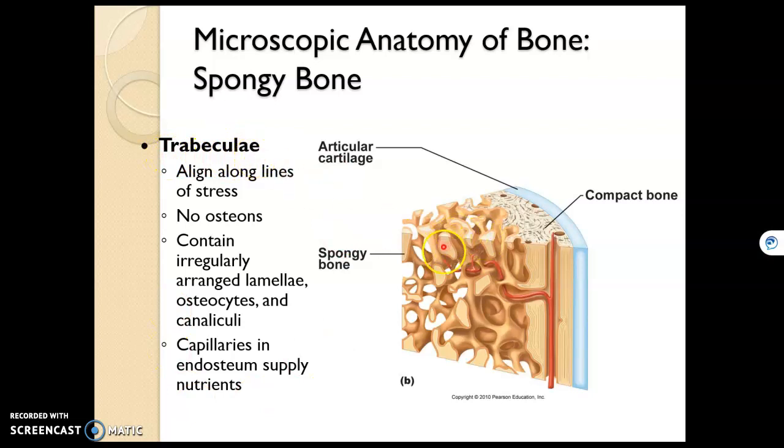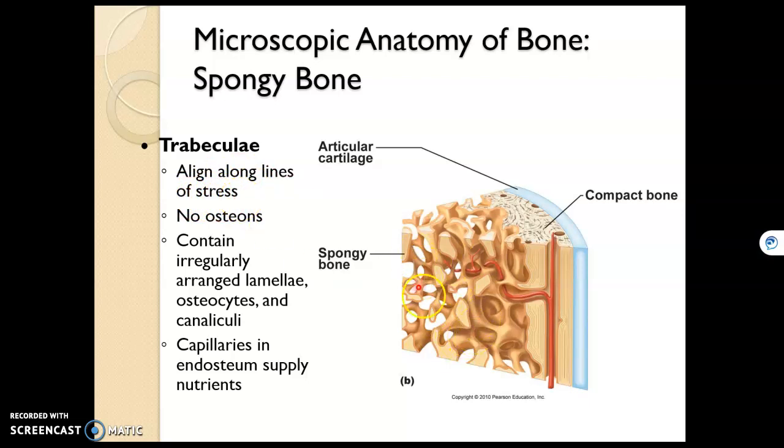Trabeculae, which looks like spicules, this is spongy bone. It's the structure of spongy bone itself. That's what trabeculae is. There's no osteons in spongy bone. The bone looks rather random. However, bone is laid out along stress lines, so it's actually not random.